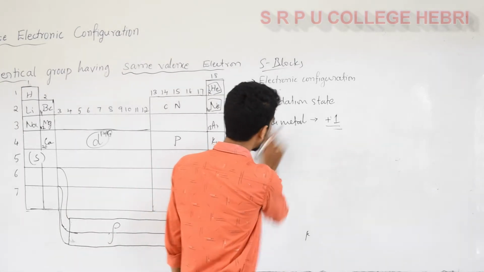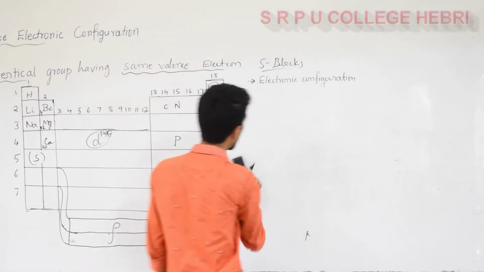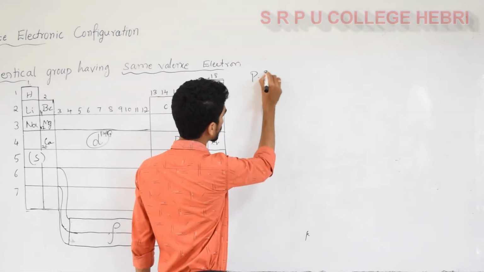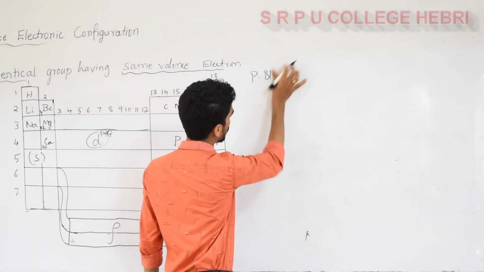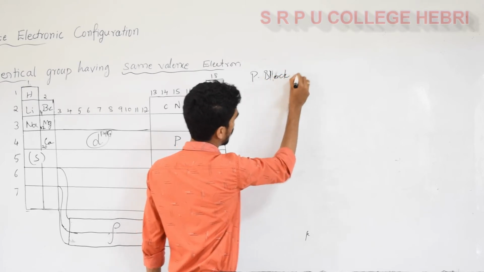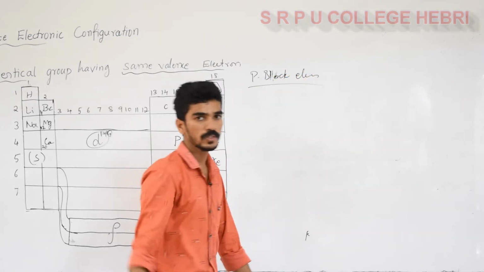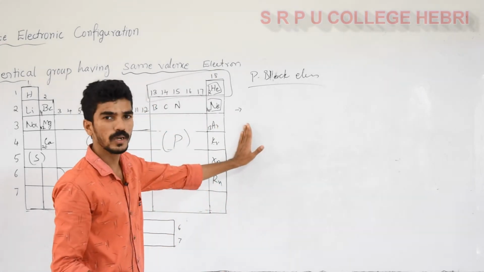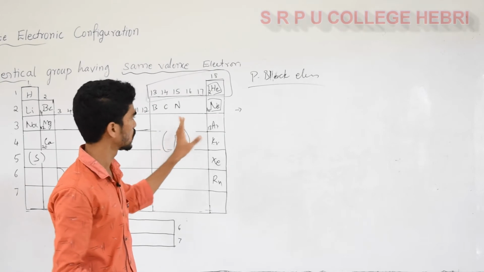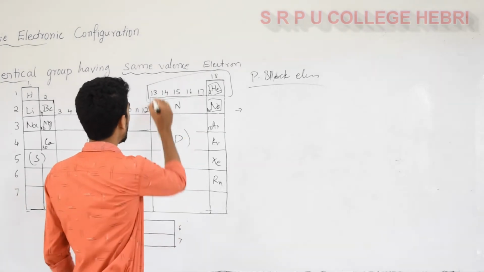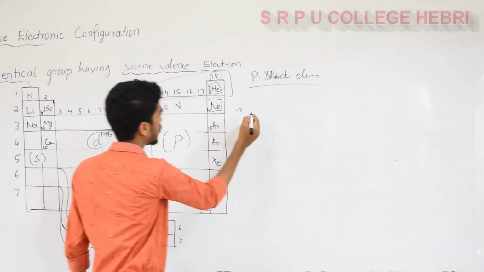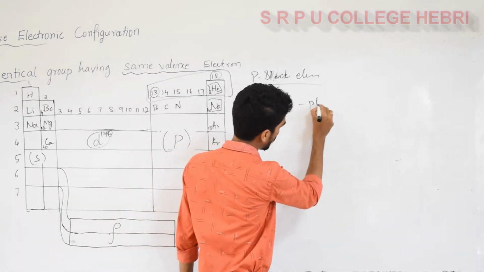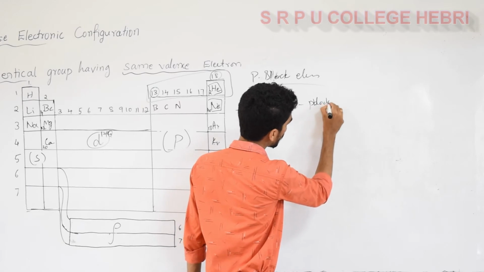Next we'll move on to the second type of elements, the P block elements, or P block families. P block elements are located in the rightmost part of the periodic table, and the groups run from 13 to 18. Groups 13 to 18 are the P block elements.